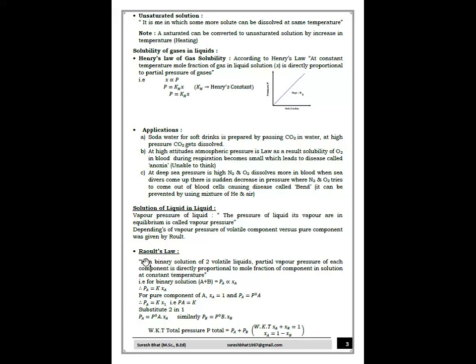So if in the examination they ask you to state Raoult's law and write the mathematical expression, the statement is clear. In a binary solution of two volatile liquids, the partial pressure of each component is directly proportional to the mole fraction of the component in solution at constant temperature. Now the expression for Raoult's law is PA is equal to P naught A into mole fraction of A, and PB is equal to P naught B into mole fraction of B. Remember to write both expressions. Don't write only one of the expressions. You write both expressions.